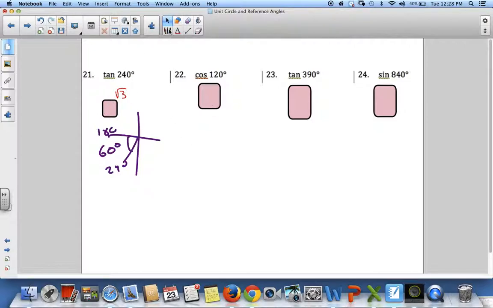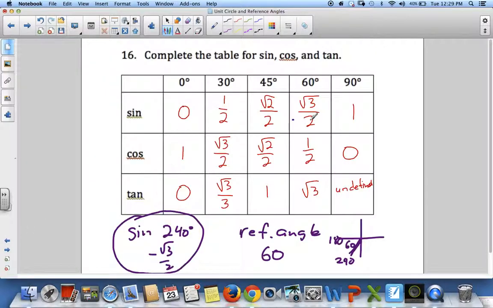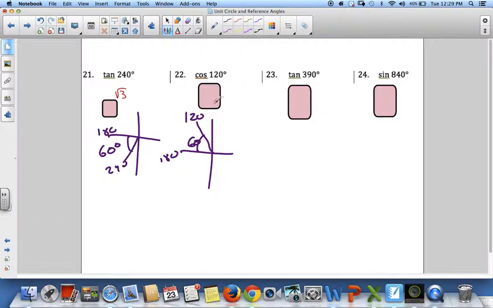Cosine of 120, I'll finish these up really quickly. Cosine of 120, 120 is right here. There's 120, this is 180, so the difference is 60, so all the rules of 60 apply. So the cosine of 60 is 1/2. And in this quadrant, the cosine is negative because that's the x value. So the answer should be negative 1/2, and sure enough it is.